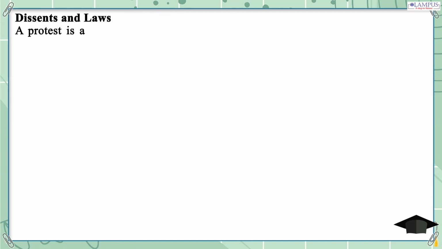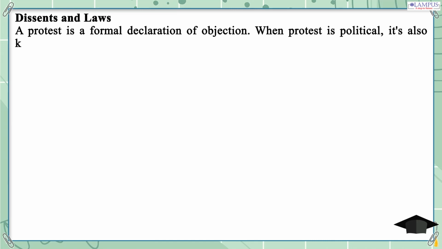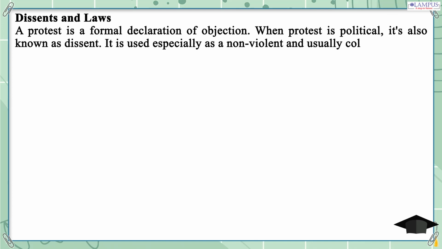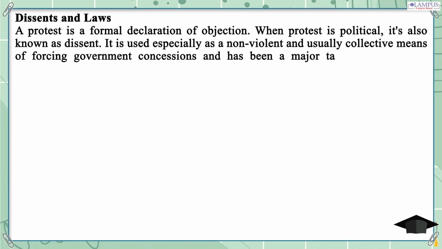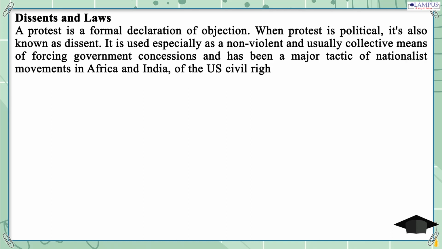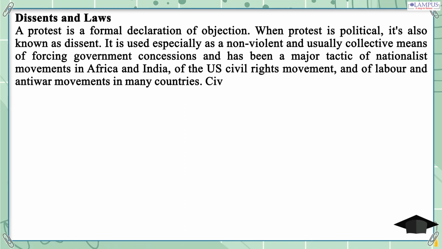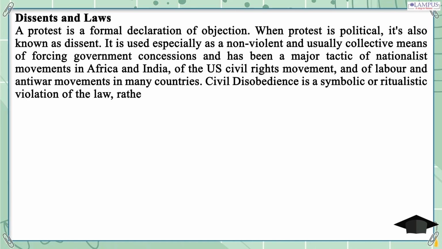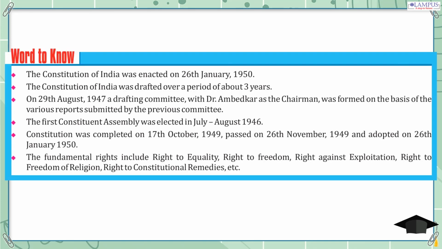Dissent and laws. A protest is a formal declaration of objection. When protest is political, it's also known as dissent. It is used especially as a non-violent and usually collective means of forcing government concessions and has been a major tactic of nationalist movements in Africa and India, of the US civil rights movement, and of labor and anti-war movements in many countries. Civil disobedience is a symbolic or ritualistic violation of the law, rather than a rejection of the system as a whole.